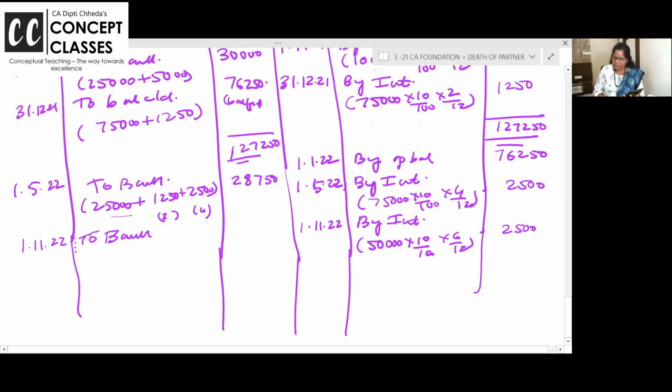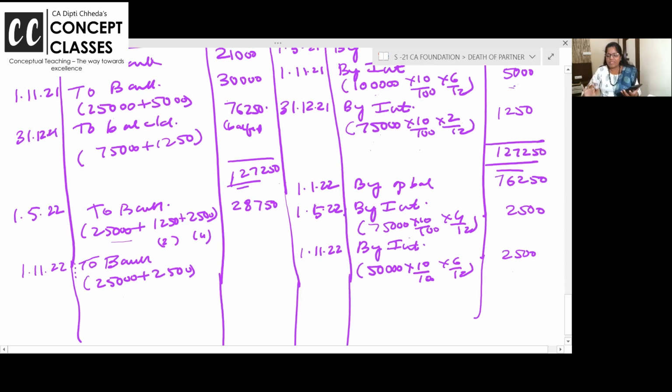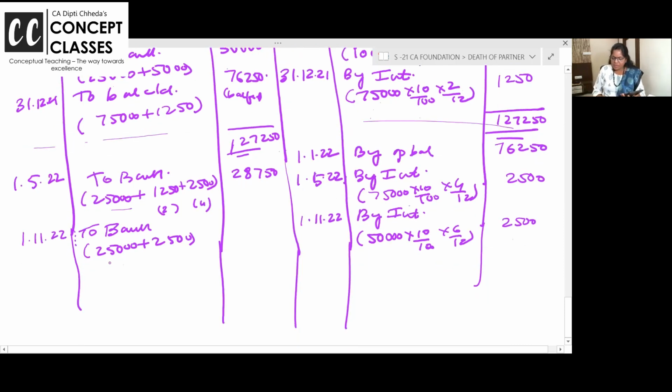Pay to bank now, one more installment of 25,000. This I am doing extra. You have followed till here, and in the exam this much is all you have to do. Just I am doing extra. 25,000 one more installment with 2,500 interest is 27,500.